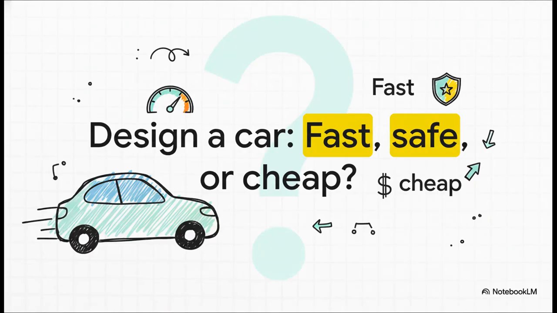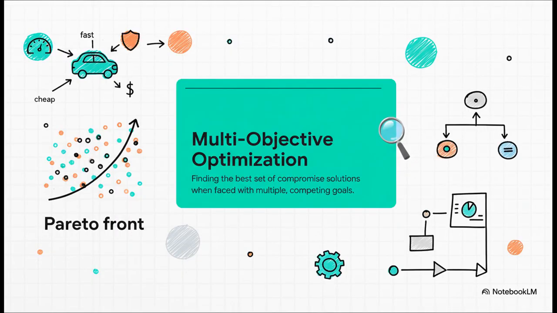Okay, think about this. You're designing a car. You want it to be ridiculously fast. You also want it to be perfectly safe, like 5-star rating safe. And of course, you want it to be incredibly cheap. Well, the problem is these goals are fighting each other. To make it faster, you might need expensive materials, which kills the cheap part. Add more safety features, that adds weight, which slows it down. You just can't max out all three at once. It's the classic trade-off.